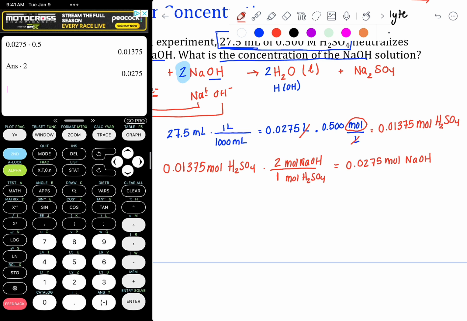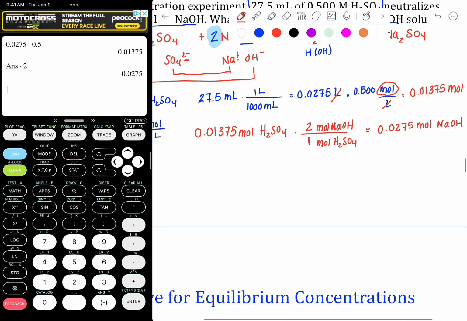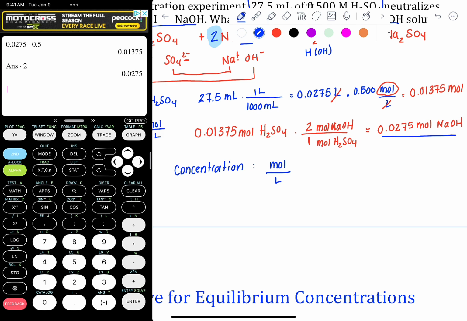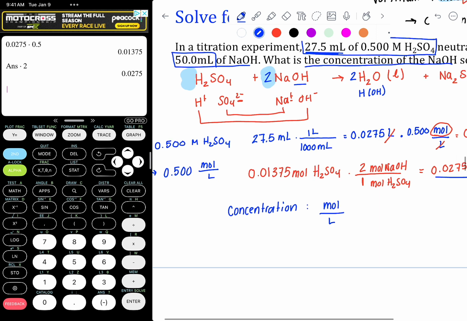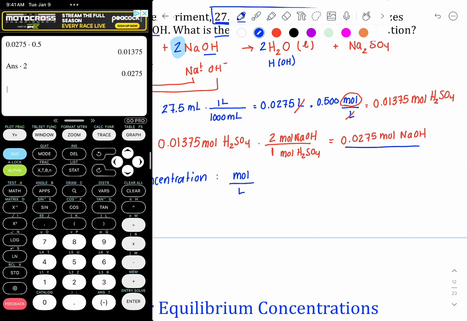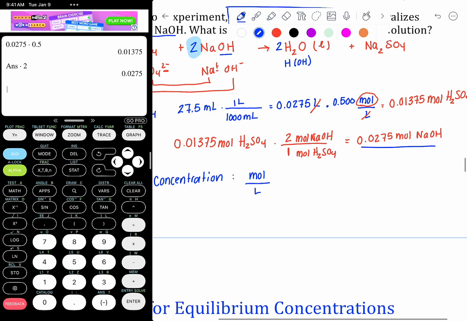Now the goal of the problem is not to find the moles of the analyte, but to find the concentration. We know that concentration is going to be moles over liters. Well, we have moles, and something else that we already have of NaOH is the volume that we used. So in that 50 milliliters, we used up those 0.0275 moles. We now just have to use our knowledge of concentration to put those two values together and find our concentration.